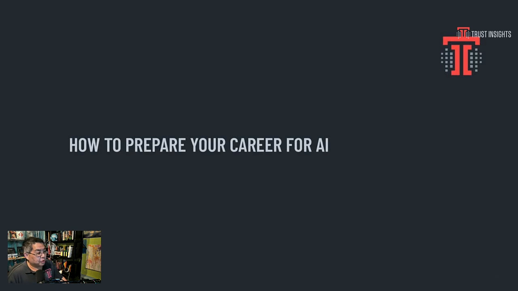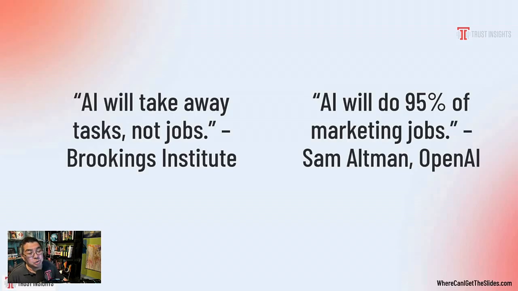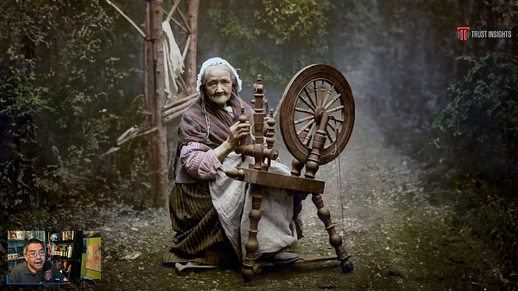Let's wrap up with the question everyone has, which is how's this going to impact jobs? And there's two extremes. One is the Brookings Institute extreme that says it's going to take away tasks, not jobs, no impact on employment. The other is the Sam Altman perspective. It's going to do 95% of jobs. You're all fired. We're going to build companies that have no employees. The truth is somewhere in the middle. And it kind of looks like this.